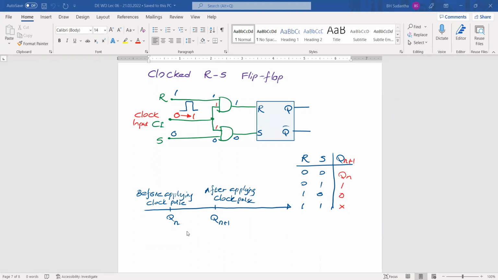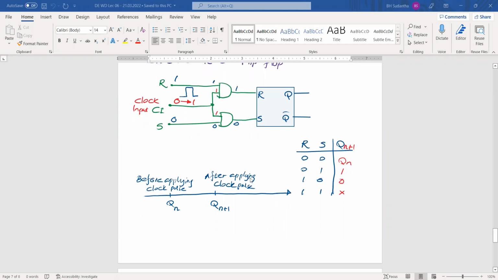For example, in this case, you can set values to these R and S inputs, but until you give this clock input a 0 to 1 transition, these values will not be transferred to the inside of the flip-flop. Then, as a result, the flip-flop doesn't know there are inputs at the input level, and it doesn't change its output.